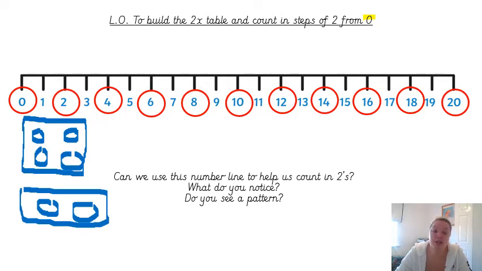So, do we see a pattern? Can you see a pattern with the numbers and the number line? I can see that it is one number in the 2 times table, then we miss one. 2 times table, miss one. Say 1, skip 1, say 1, skip 1, say 1, skip 1.